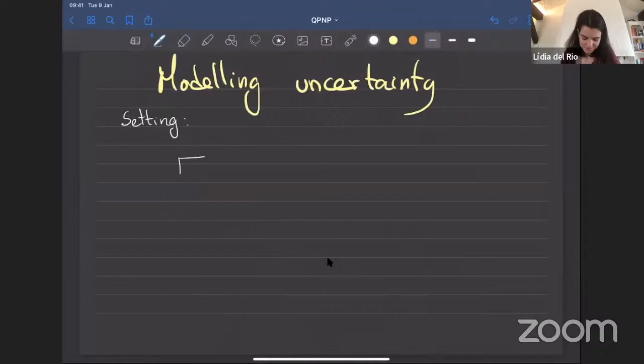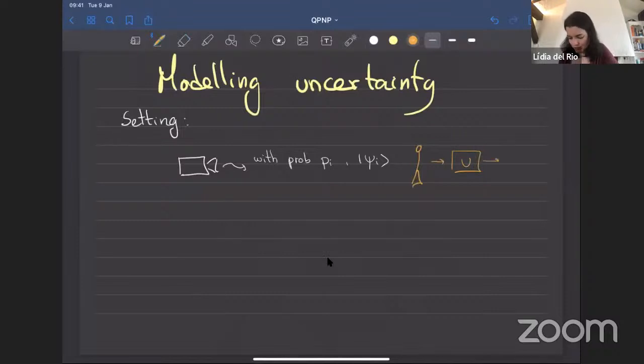Suppose that you have a machine that gives you a quantum state, or maybe it's your friend or someone. And all you know about this is that with probability p_i, it is a state psi_i. And then what can you do to this state? Well, you're just given the system, and you can, for example, apply some evolution, and then you can, for example, measure it.